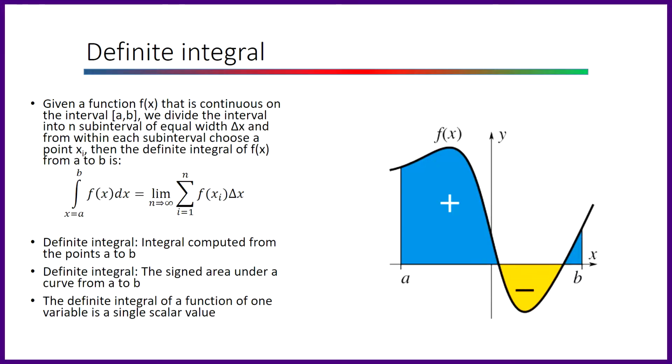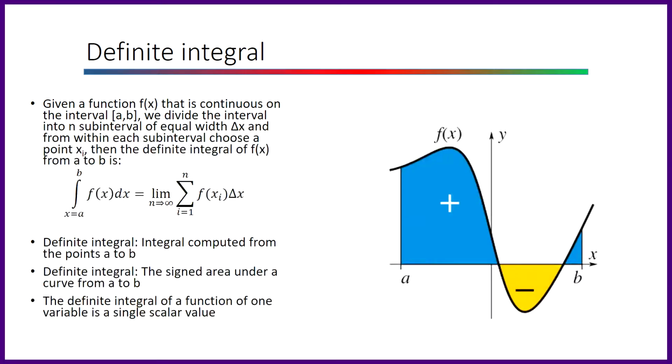The technical definition of a definite integral states that if we have a function f of x that is continuous over the interval from a to b, and then we divide that interval from a to b up into n different subintervals of equal width delta x, and then we choose a value x sub i somewhere within each of those subintervals, then the definite integral of f of x from a to b is equal to the limit as n approaches infinity of the sum from i equals 1 to n of f of x sub i delta x. Okay, so that's the limit definition of an integral again.